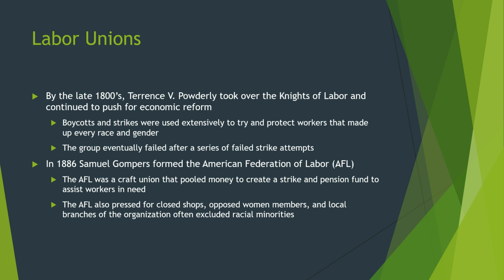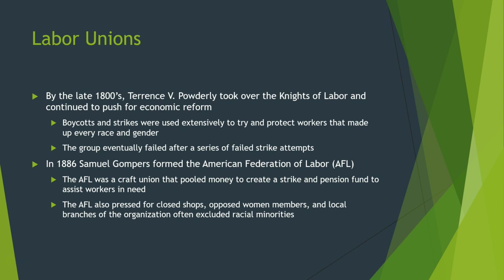The group eventually failed after a series of failed strike attempts, because in these instances the companies were able to either hire scabs, people to come in and work in the factories that weren't part of the union, or they were able to use their wealth to outlast the people who really needed the jobs to be able to survive. In 1886, Samuel Gompers formed the American Federation of Labor.